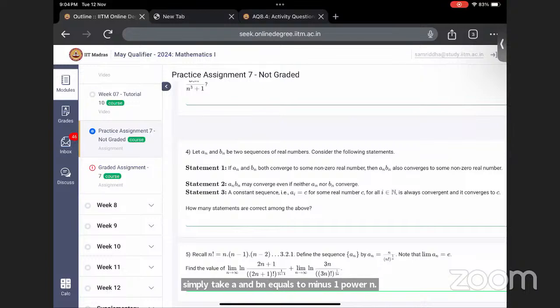Ma'am, can you please explain how to solve convergent and divergent questions?